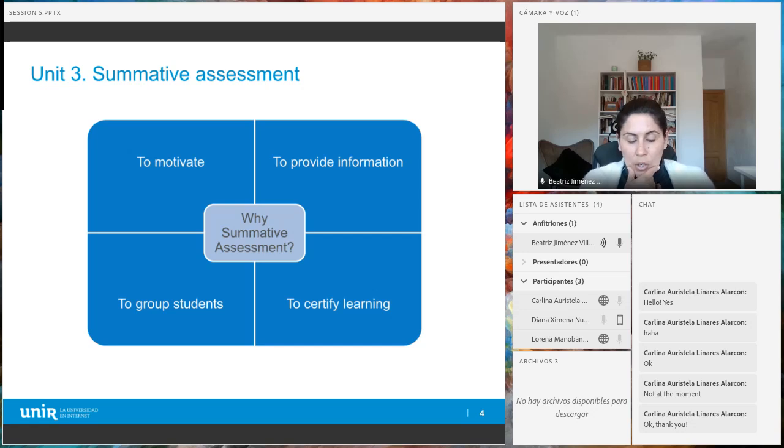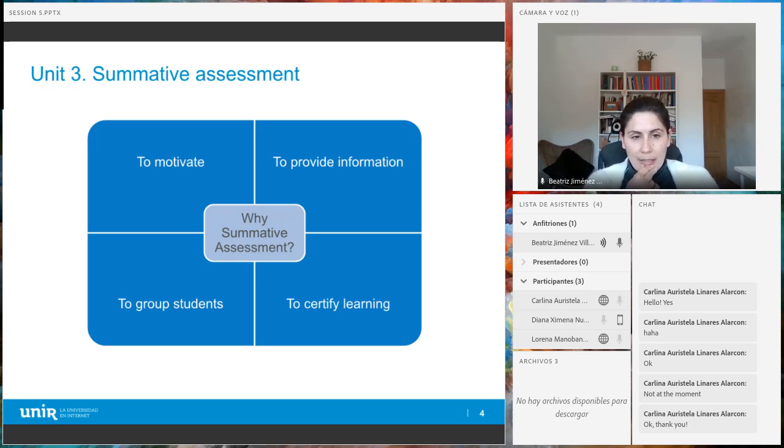Also, summative assessment provides information about the performance of a student. So it provides information for the student per se, but also to the family, to the teachers, and other members of the school. So it's also a way of getting some information about the students' outcomes.